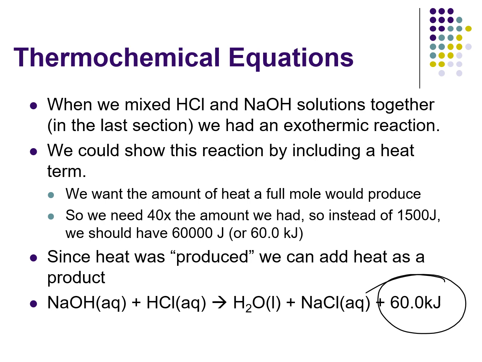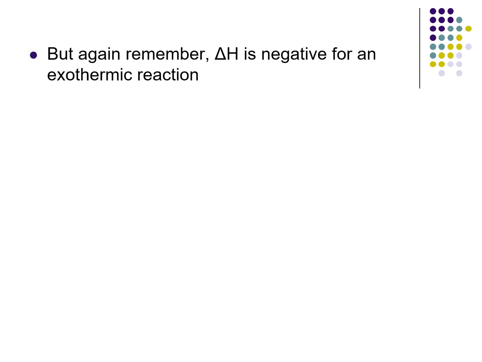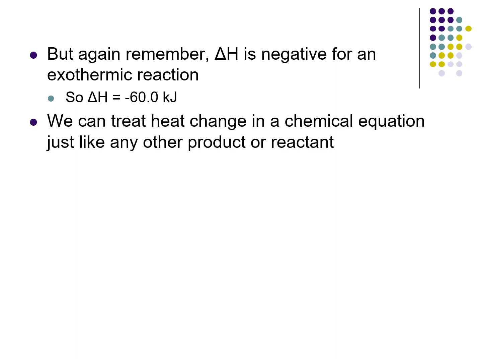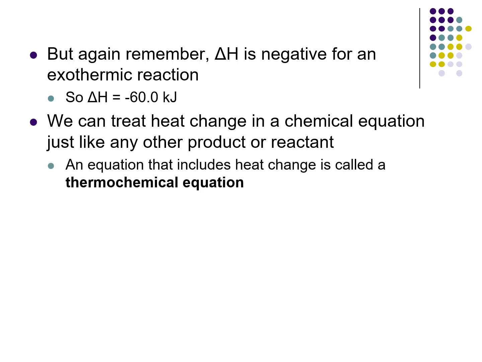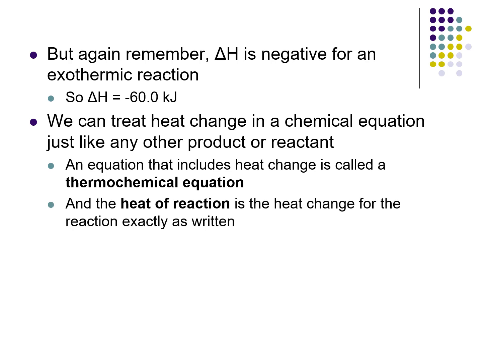Anytime we see a heat term included with the information in a balanced chemical equation, we call that a thermochemical equation. Now again, delta H is technically negative for an exothermic reaction, and we saw that reaction was exothermic. So we could also say delta H equals negative 60 kilojoules. So note, because it was exothermic, I could either include the 60 kilojoule term in the products, or off to the side, I could write something like delta H equals negative 60 kilojoules. And we can treat that heat change just like we would any other product or reactant. And again, we call that a thermochemical equation.